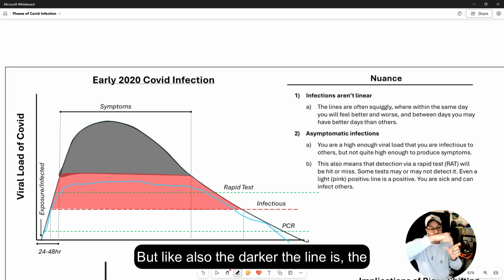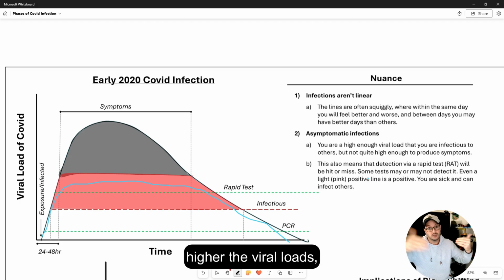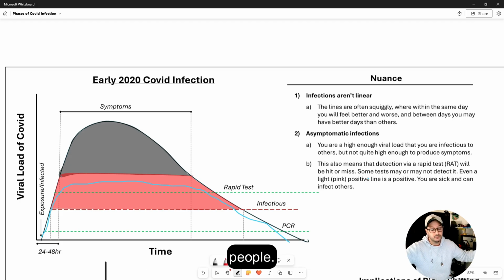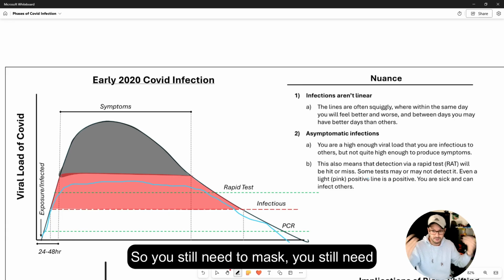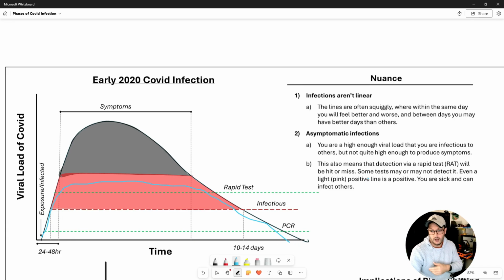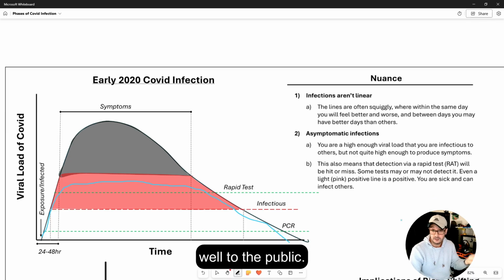But also, the darker the line is, the higher the viral load, so the more infectious you are to other people. So you're less infectious, but you're still infectious. So you still need to mask, you still need to isolate. And that was stuff that wasn't communicated well to the public.